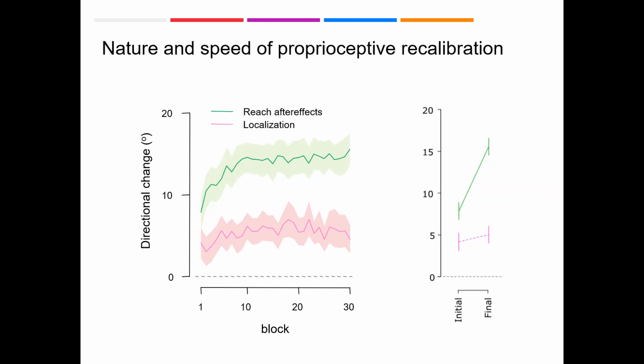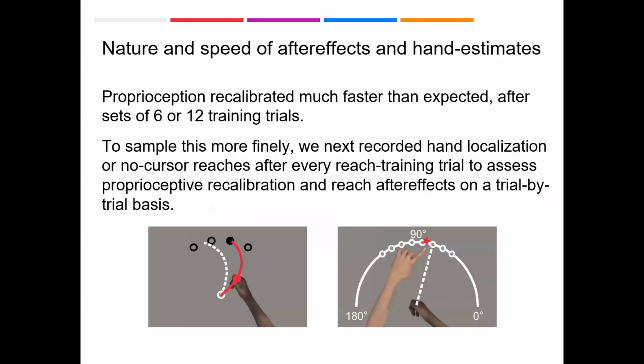We were thinking, okay, well, exactly how quickly do these things emerge? So we just did another experiment where we sampled this even more finely. So this time we had to have different groups of participants, because we recorded either hand localization or no cursor reaches after every single reach training trial. So they move with a cursor with the perturbation of 30 degrees. And after every one of those trials, we either have them do a no cursor reach or we have them do a hand localization trial. So we can really measure this on a trial by trial basis.